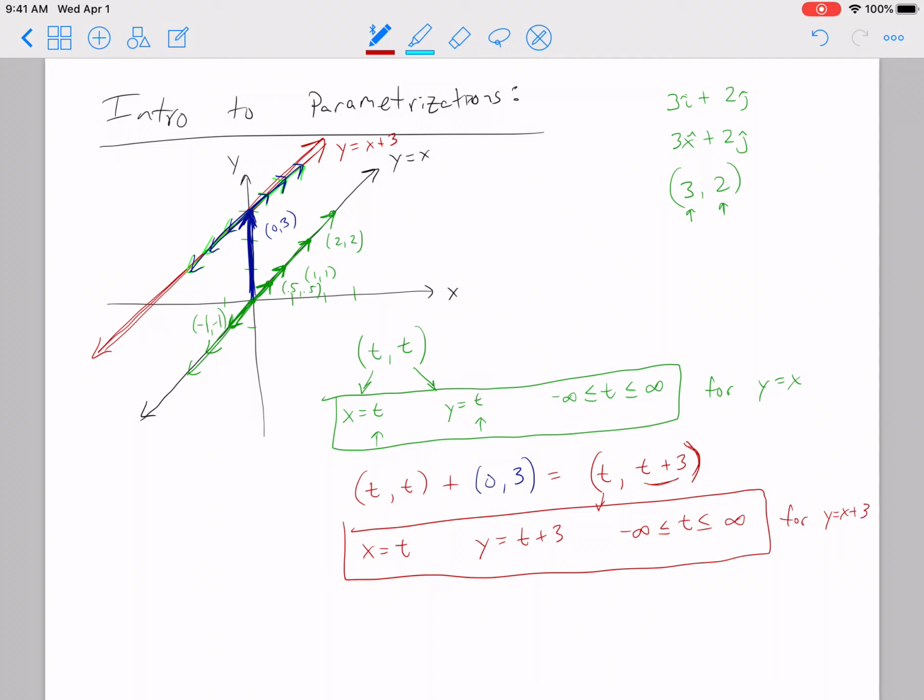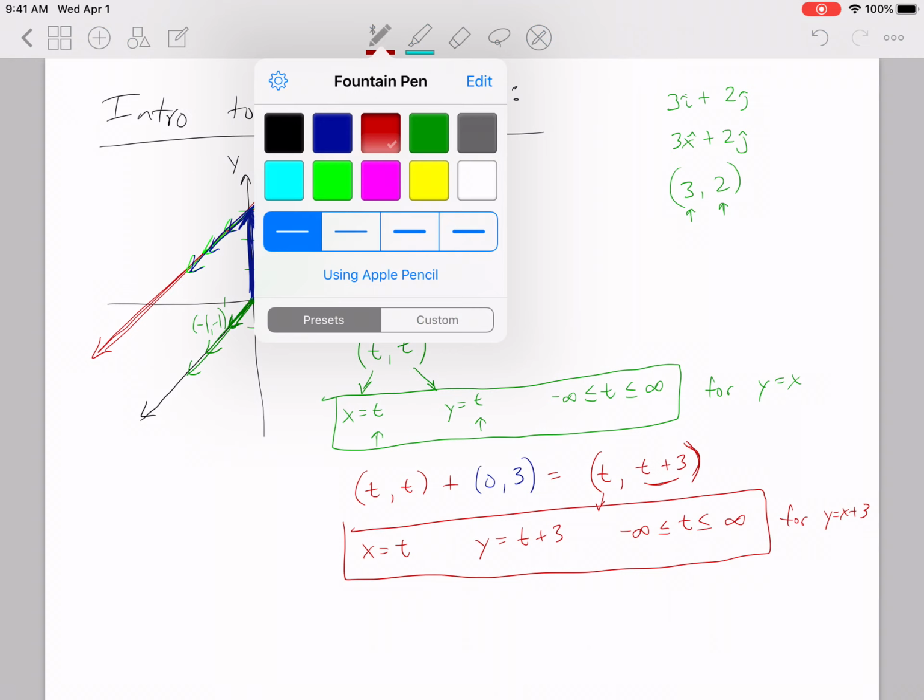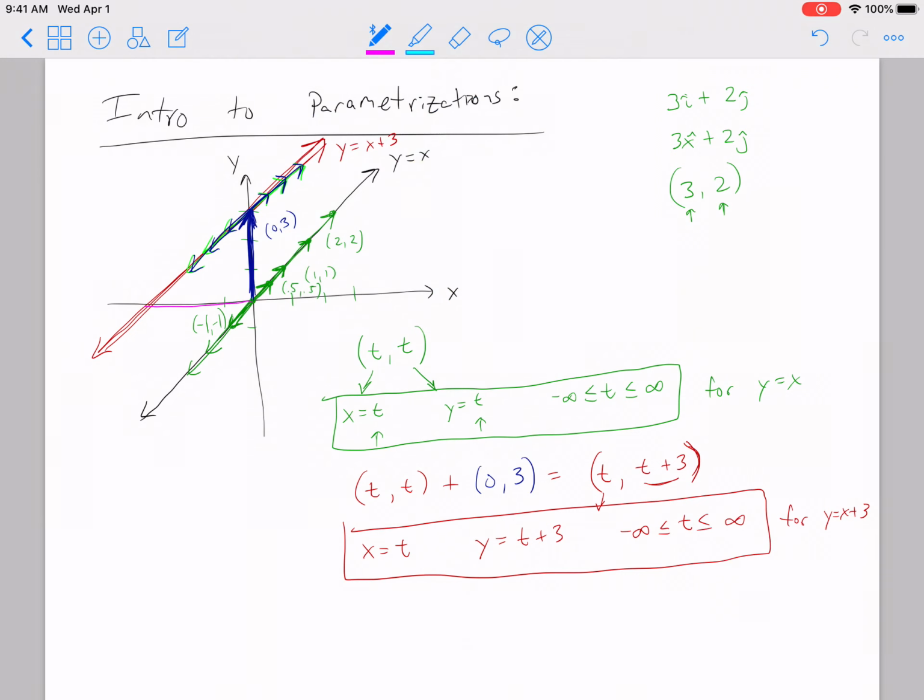Now, you may also want to note that none of these parameterizations are unique. We could have done this in a totally different way. I could have instead used this shifting vector over here to move me off the origin. This would be, what would this be? This would be just 0, negative 3. And I could have, oh, I'm sorry, that's wrong. This is negative 3, 0.